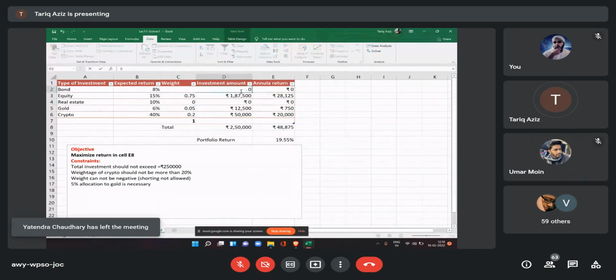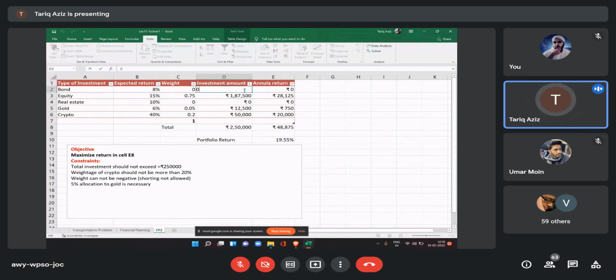Okay, sir. So now it has become zero because I have manually written zero here. Okay, thank you very much.